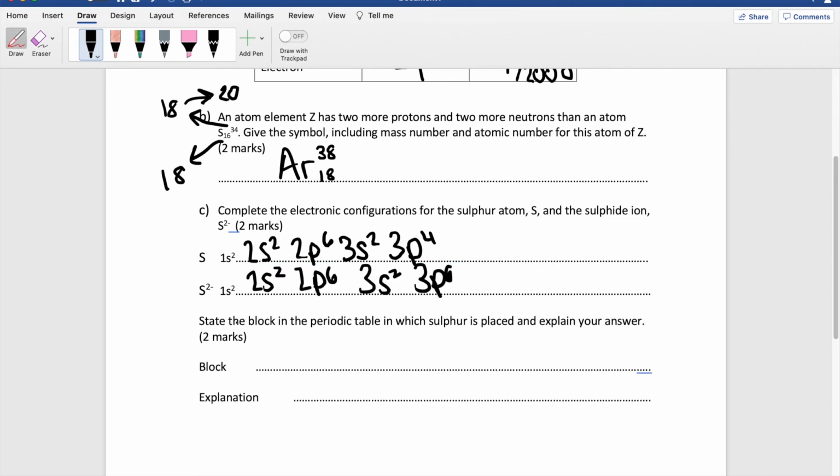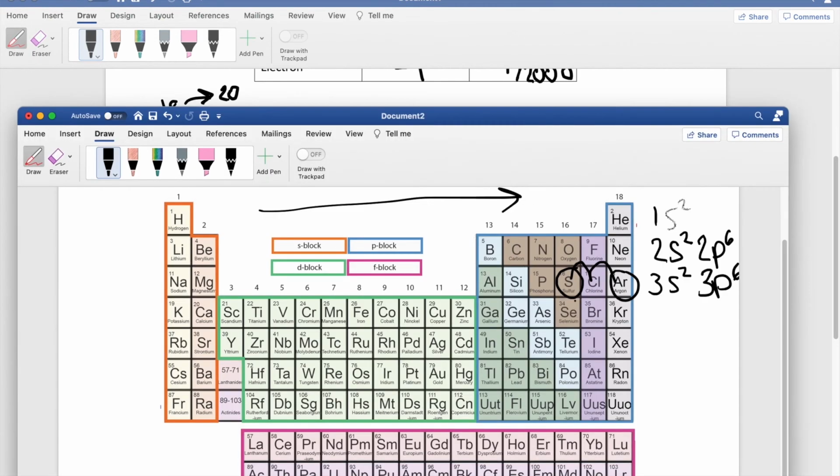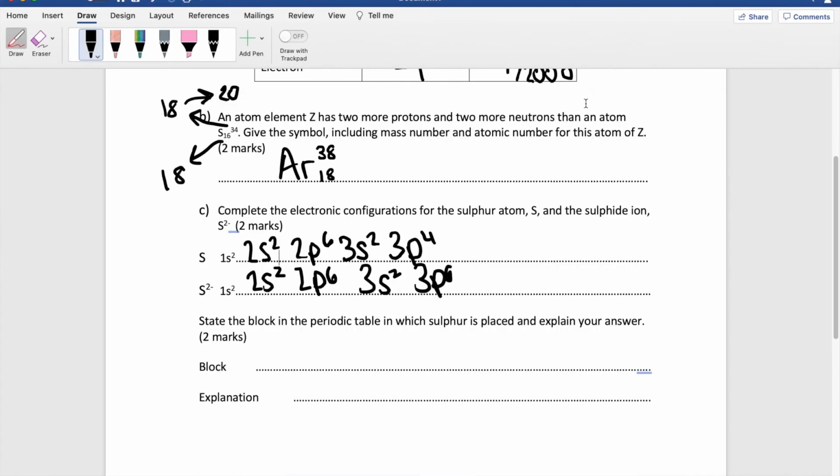For the last part of this question, state the block in the periodic table which sulfur is placed in and explain your answer. So as we said before, we're looking for sulfur again in the periodic table. If we get our periodic table up, sulfur is in the P block as we've discussed before. So for our answer we'd write block P.